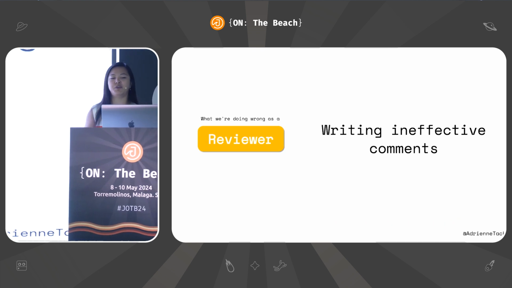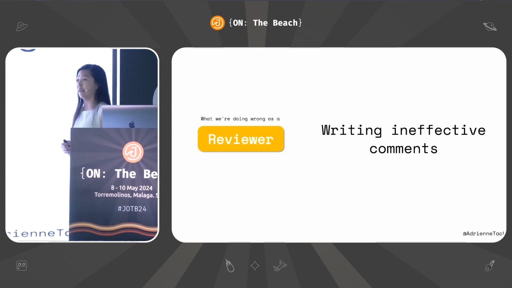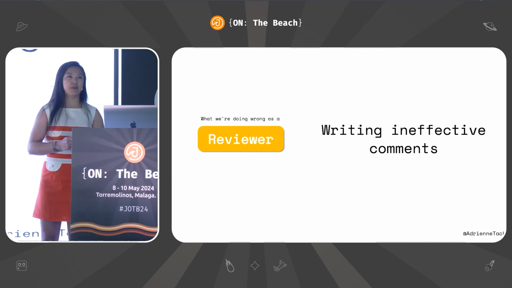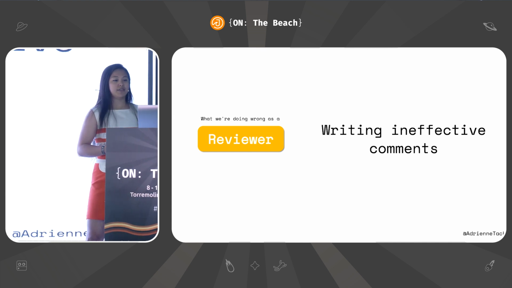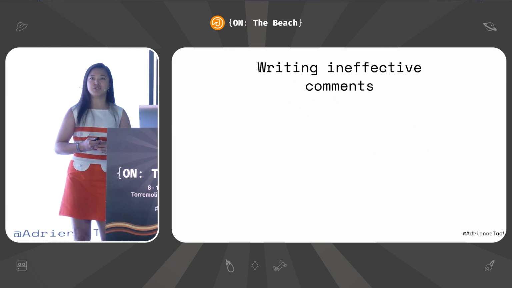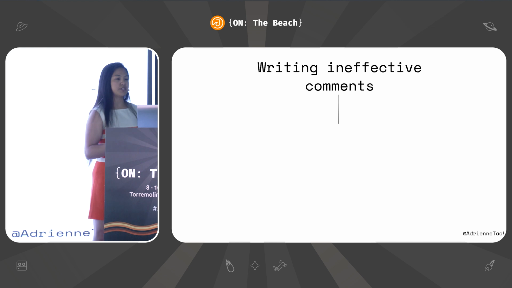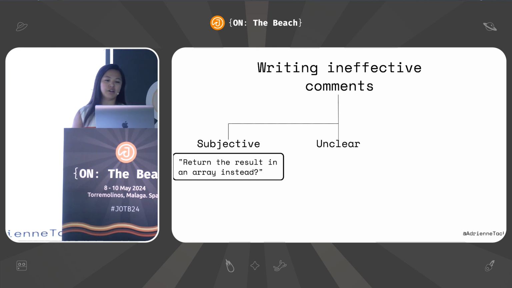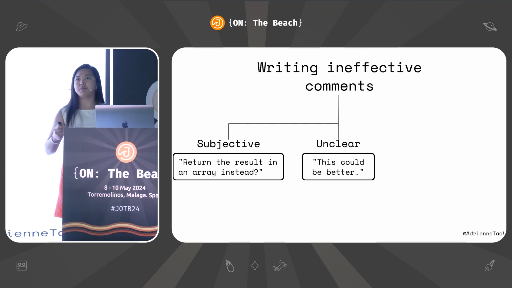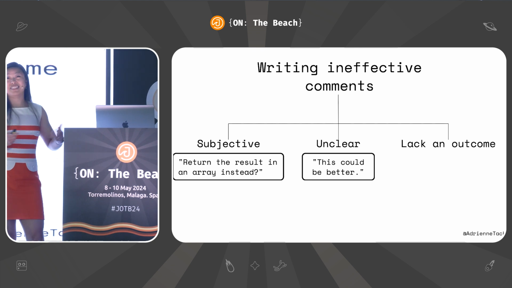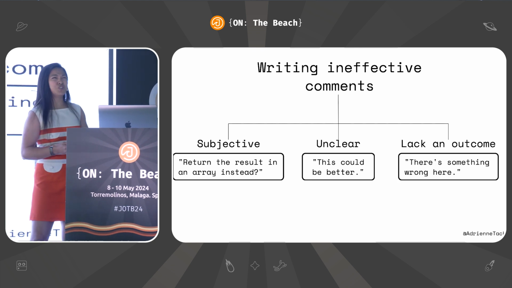Finally, the last thing we're doing wrong is a very big one: writing ineffective comments. That's probably 80% of the job as a reviewer, is to write comments that are actually effective. Ineffective comments are usually one of three things in my experience. They are either very subjective, like "return the result in an array instead." Or they're unclear, like "this could be better." Or they lack an outcome: "There's something wrong here."